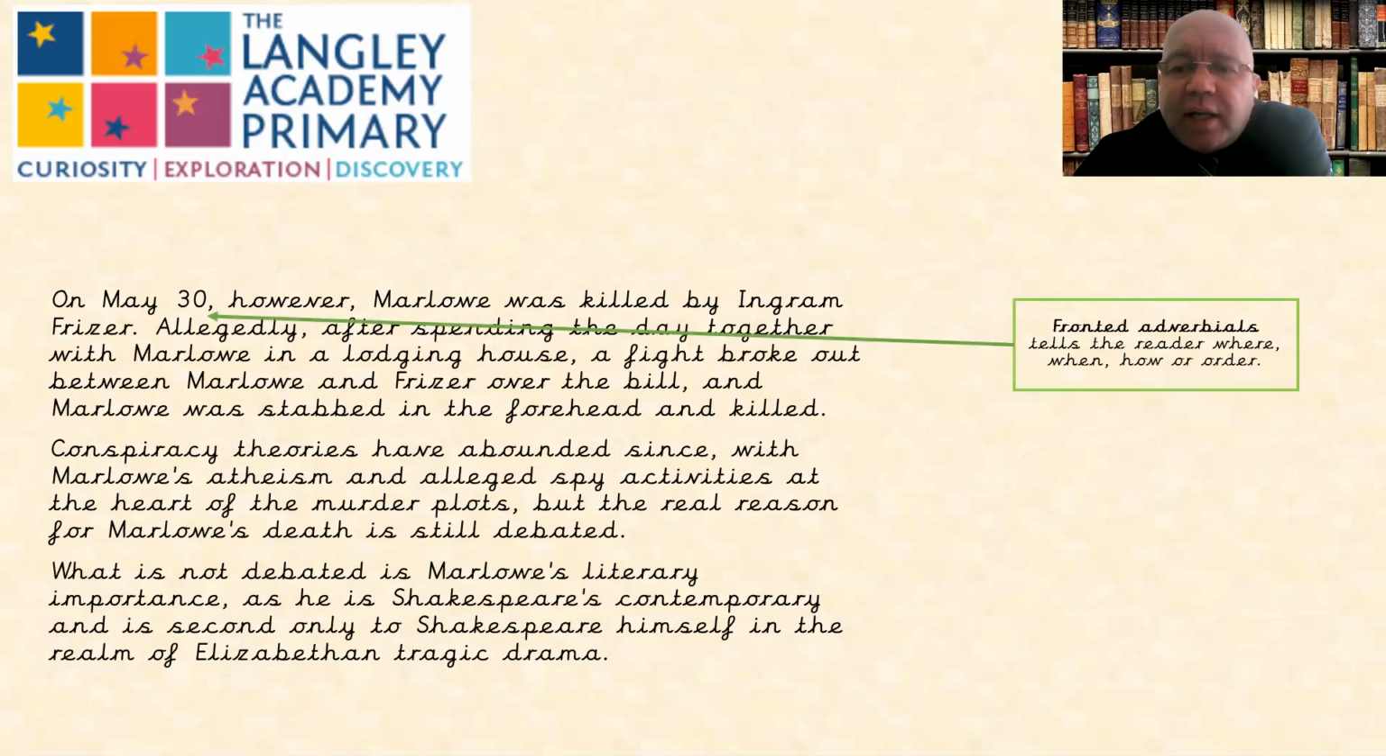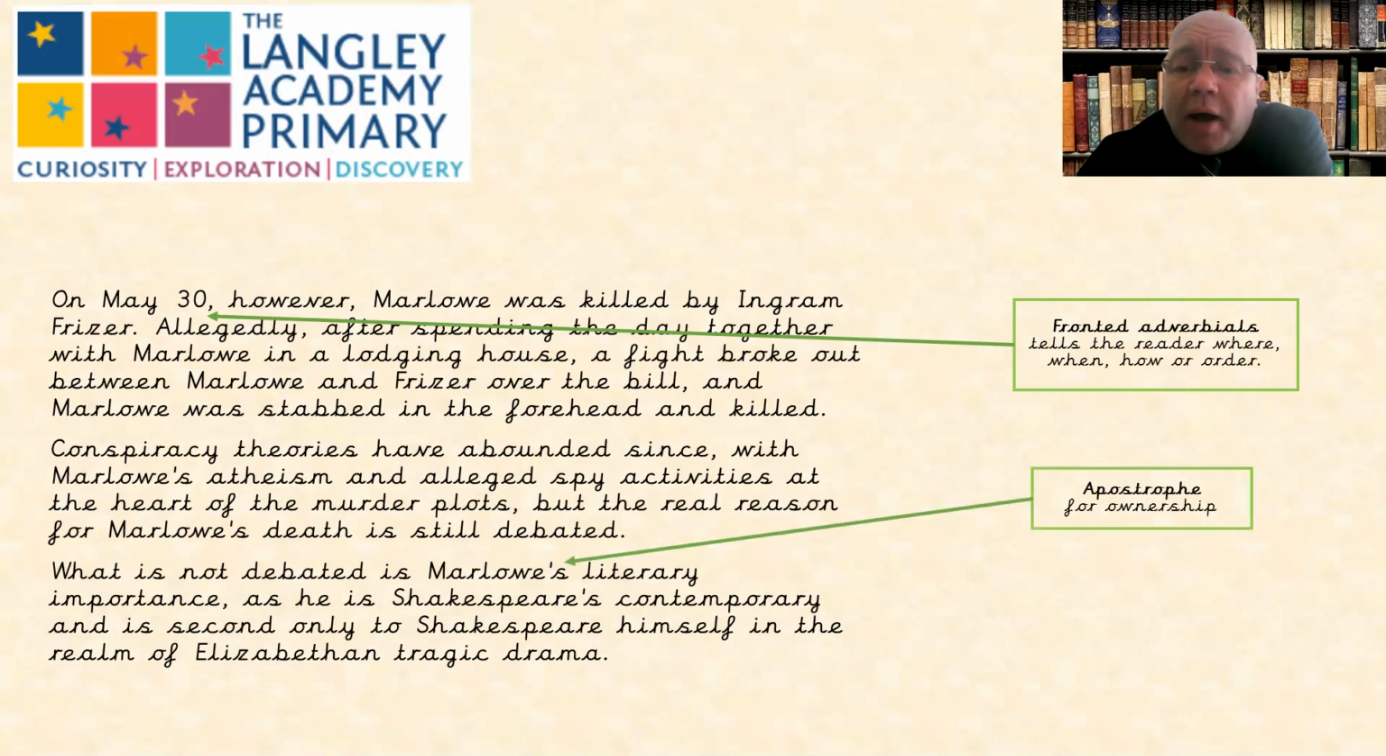Another fronted adverbial tells about the when. In this case, on May 30th, however, Marlowe was killed. So we've started this sentence with a time adverbial. A reminder, if something is owned by someone, we use an apostrophe, so apostrophe s. In this case, Marlowe's literary importance. Marlowe is his name, and the apostrophe s indicates that it is owned, it belongs to him.